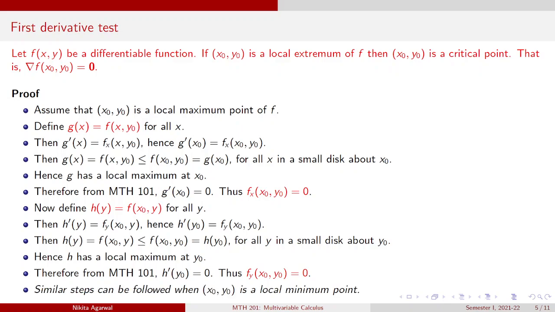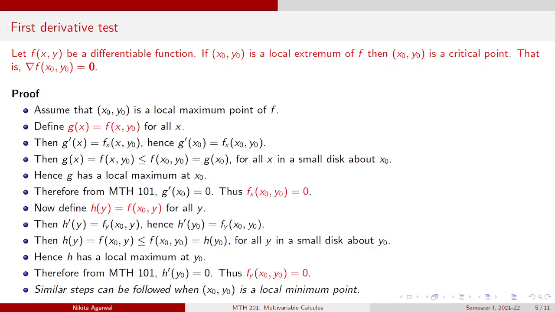And you can follow similar steps when (x0, y0) is a local minimum point instead of a local maximum point. The difference would be that this inequality will be reversed, and this will become minimum. Similarly, this inequality will be reversed and this will become minimum. Everything else will be similar.